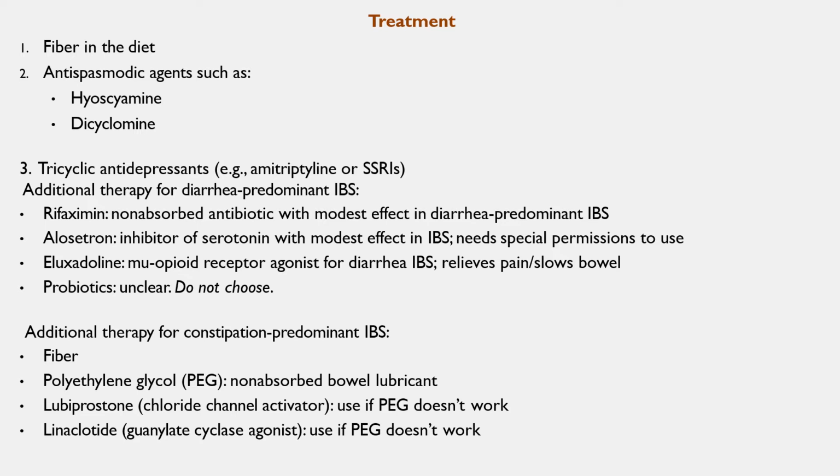Also, number three, this is eluxadoline, which is a mu-opioid receptor agonist for diarrhea-predominant IBS. It relieves the pain and slows the bowel. And the last one is probiotics. The mechanism of action is unclear, and usually you don't choose it on a clinical vignette.